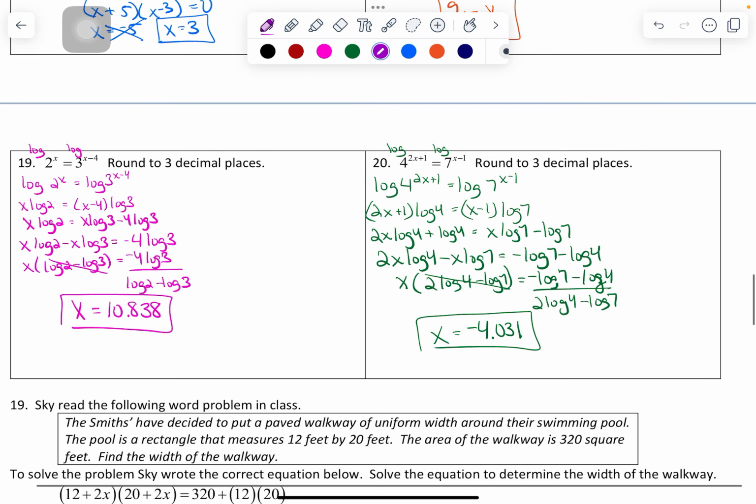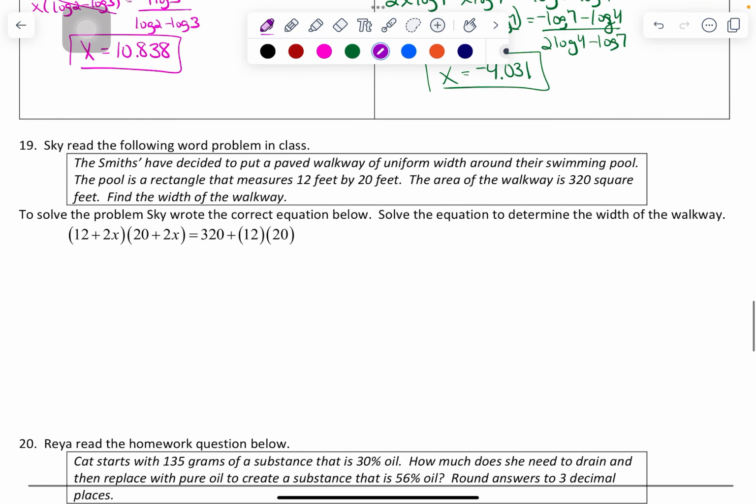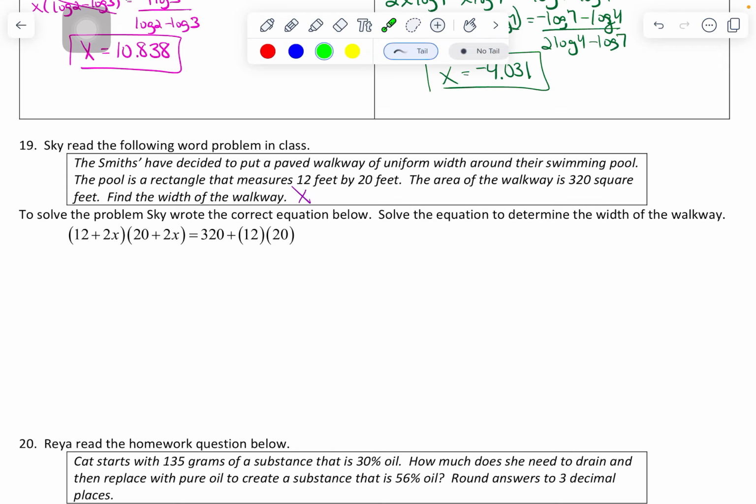All right, problem number 19. Okay, word problem. Paved walkway, uniform width, swimming pool, rectangle, area. Find the width of the walkway. So the width of the walkway is going to be x. So when I solve this equation, I know what x is equal to. That is going to be my answer.